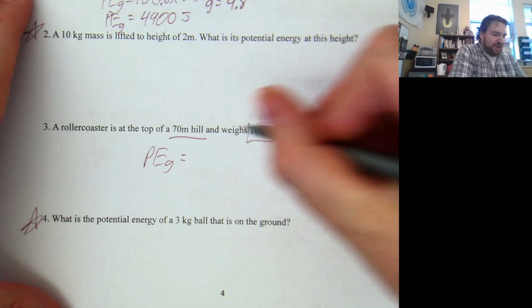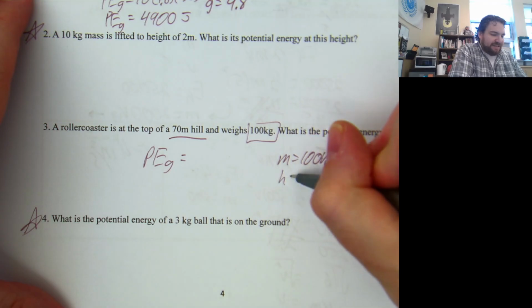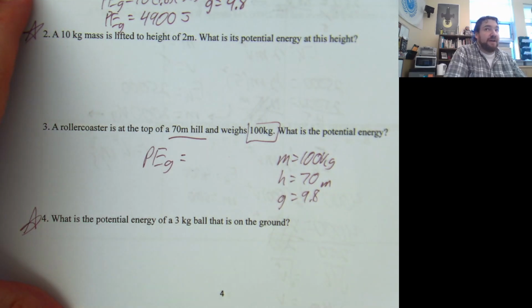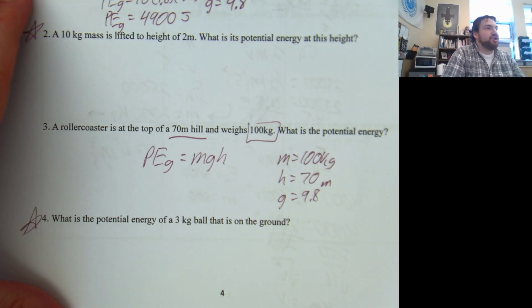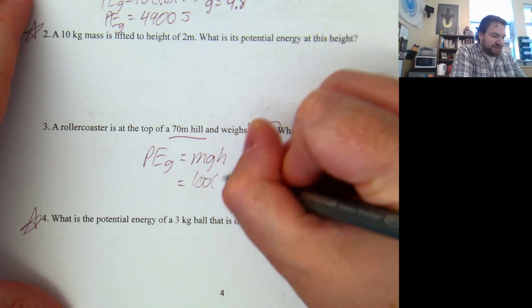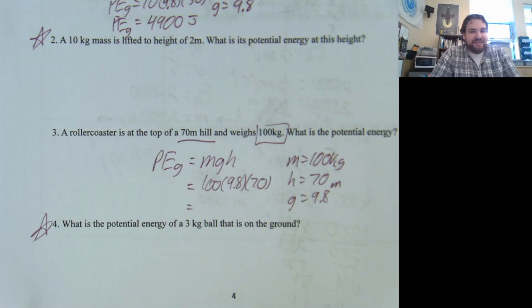So, we've got the mass. Mass is 100 kilograms. The height, 70 meters. G is 9.8. You take those values and we're going to plug them into the equation. Potential energy gravitational is equal to mgh. So, mass is 100, G is 9.8, H is 70. We're going to multiply those values together, and what do you get?